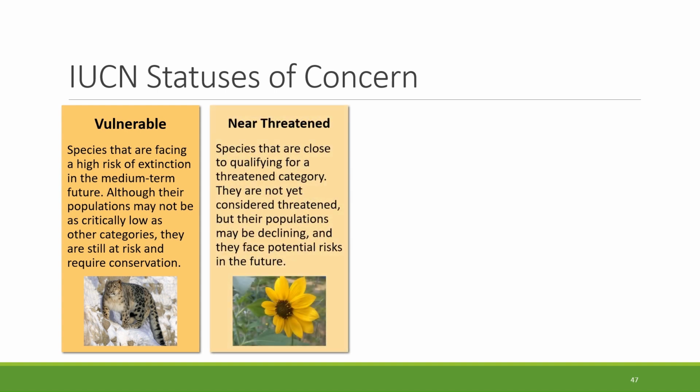Near threatened is the next category. This includes species that are close to qualifying for a threatened category, but they are not yet considered threatened. However, their populations may be in decline and they may be facing threats in the future. So an example of an organism in this category is the serpentine sunflower, which is endemic to California and Oregon, and it has an estimated range of only 160 square kilometers, which are mostly in mountainous areas that are vulnerable to climate change.